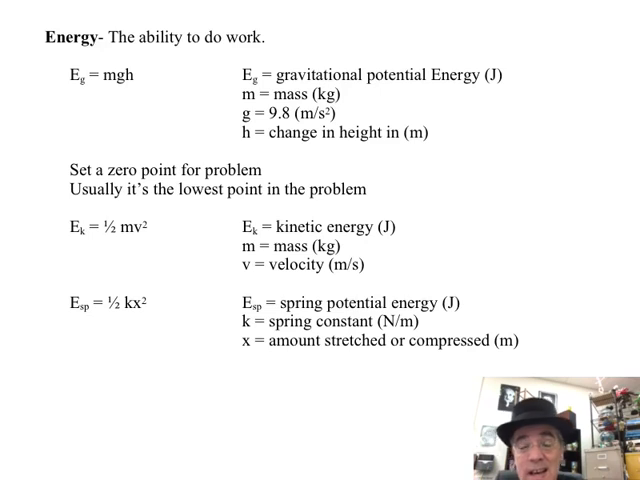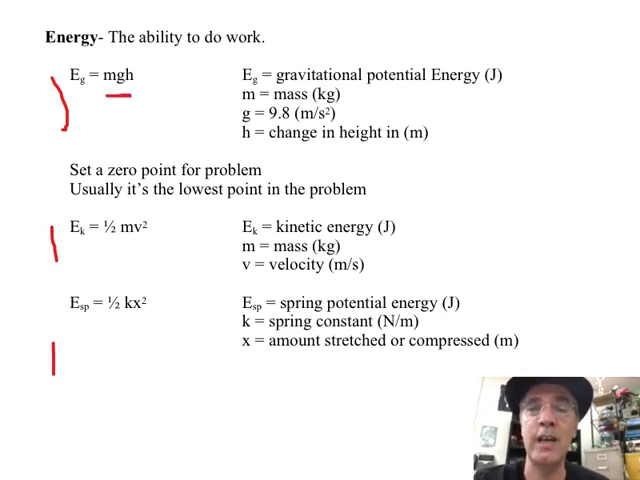Okay, this slide is the main part of energy that we do for this chapter. We have three kinds of energy: gravitational potential, kinetic, and spring potential. We need to be able to calculate them. The first one, we've probably heard of before, this mgh business.